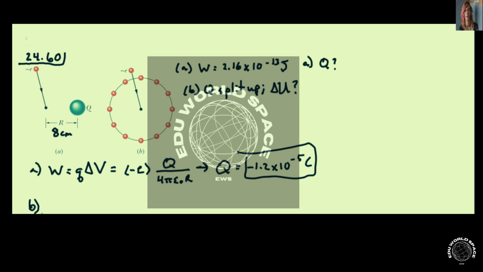Now in part B, we have the same net charge, and the electron is the same distance away from all of it. So here, delta U is the same as the work.